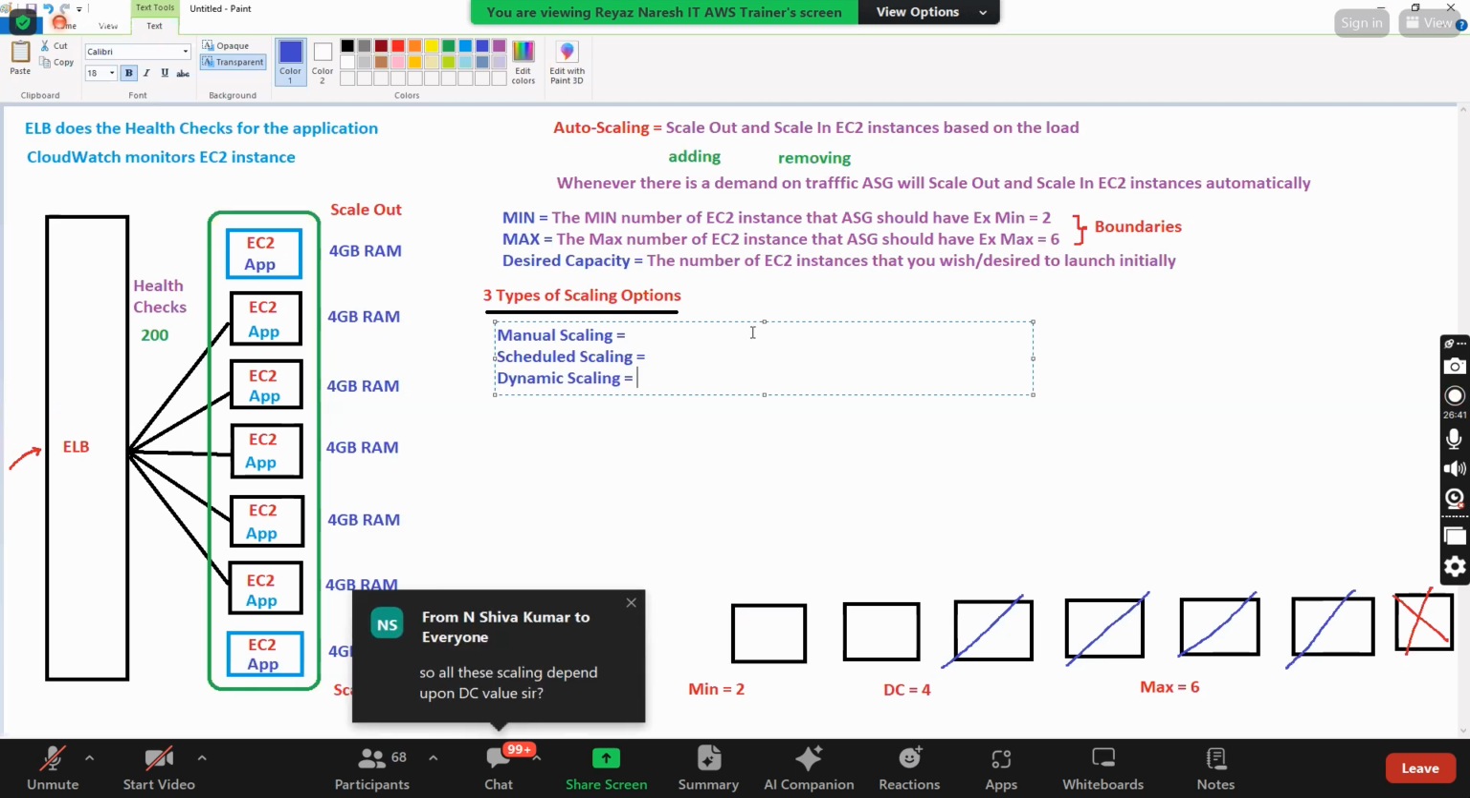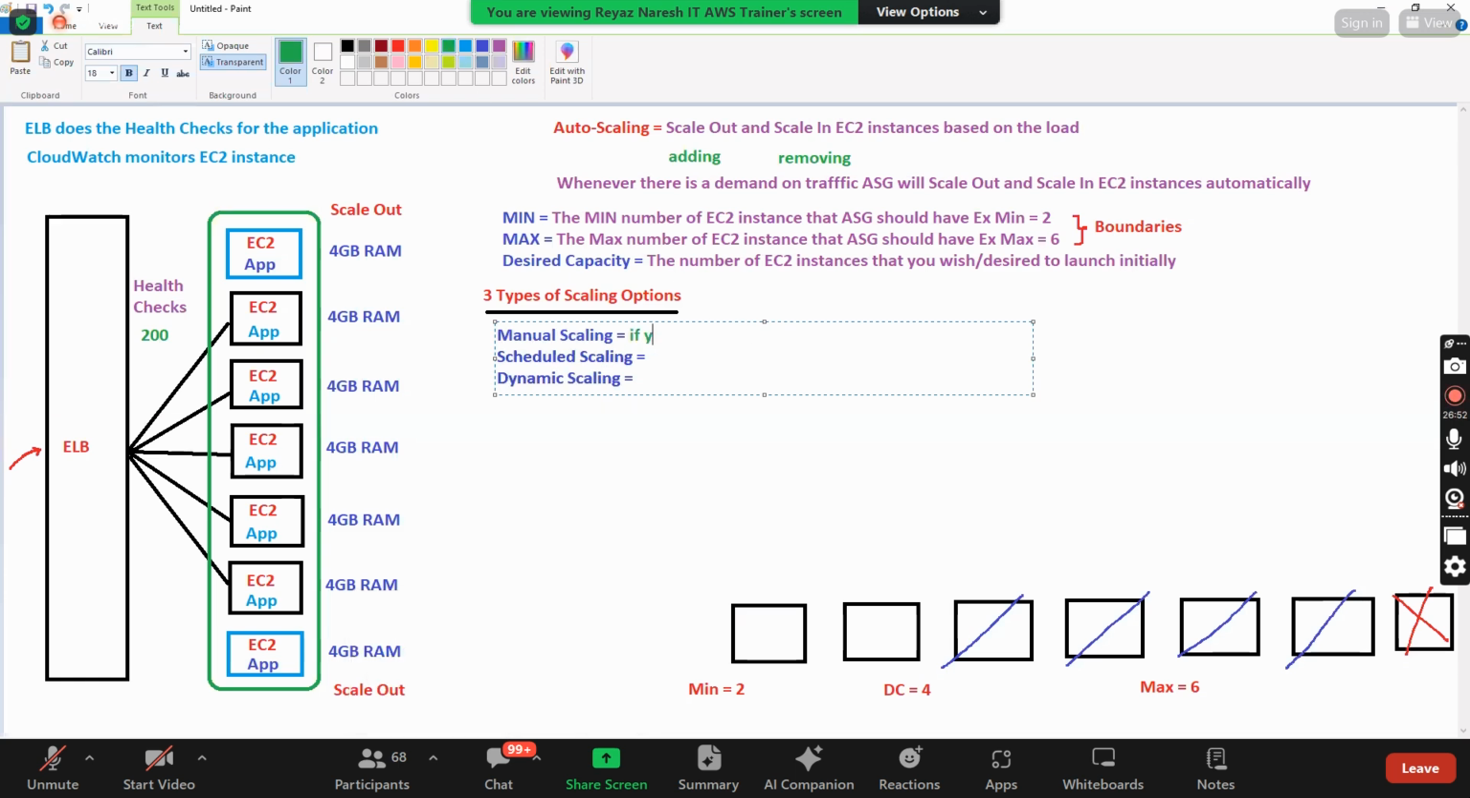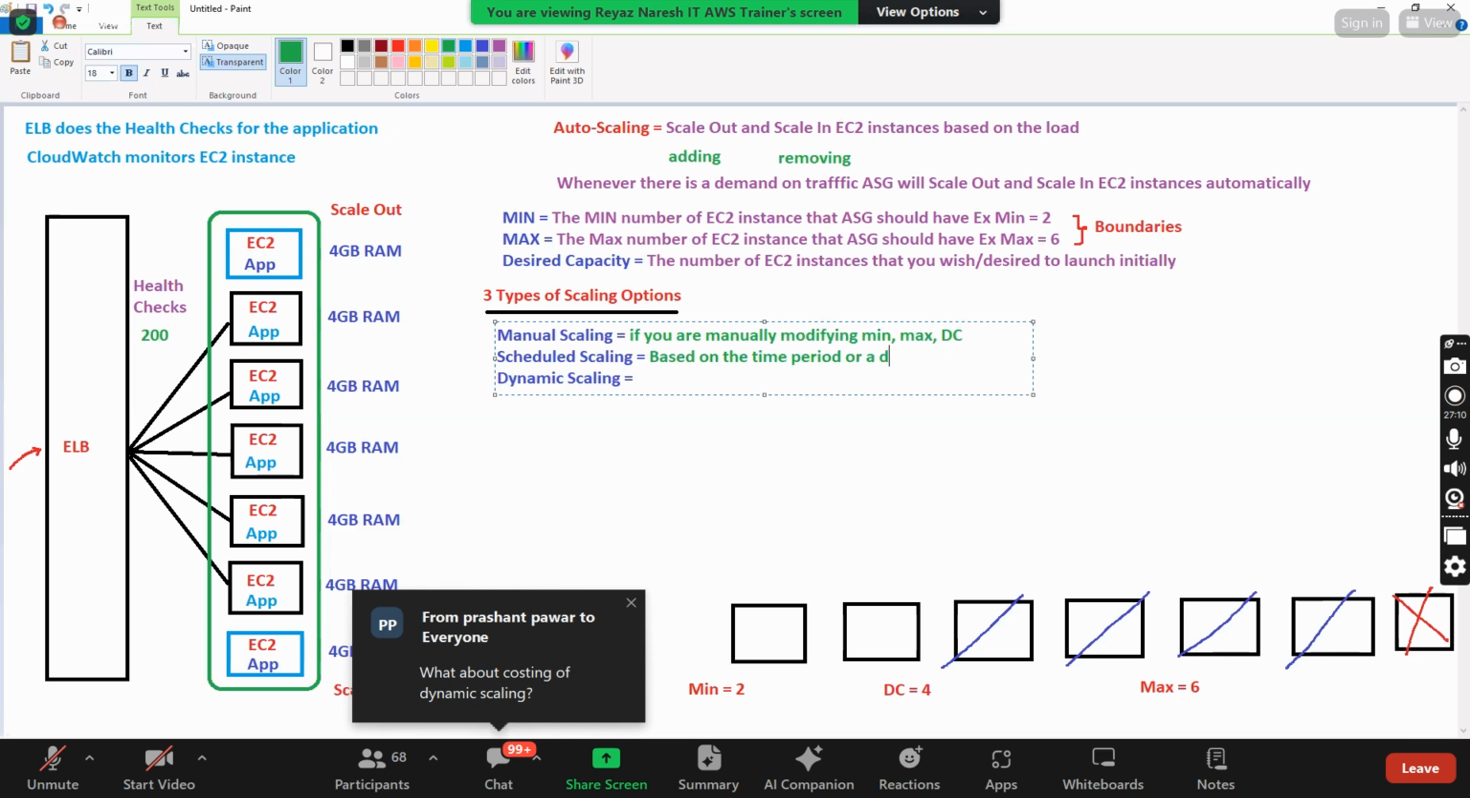Okay. Does all this scaling depend upon the initial values? Later that will get changed automatically. If you are manually modifying minimum, maximum, desired capacity, that is manual. Schedule scaling meaning based on the time period or a day.